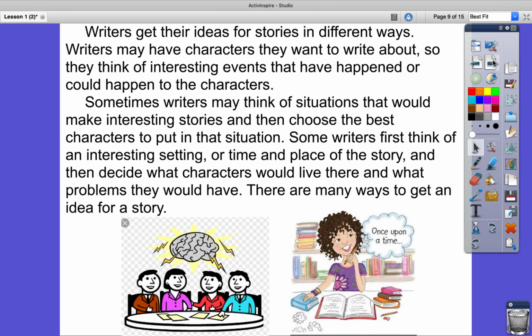So writers get their ideas for stories in different ways. Writers may have characters they want to write about, so they think of interesting events that have happened or could happen to the characters. Sometimes writers may think of situations that would make interesting stories and then choose the best characters to put in that situation. Some writers first think of an interesting setting, or time and place of the story, and then decide what characters would live there and what problems they would have. There are many ways to get an idea for a story.